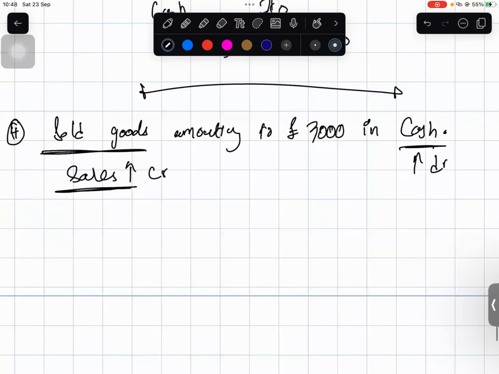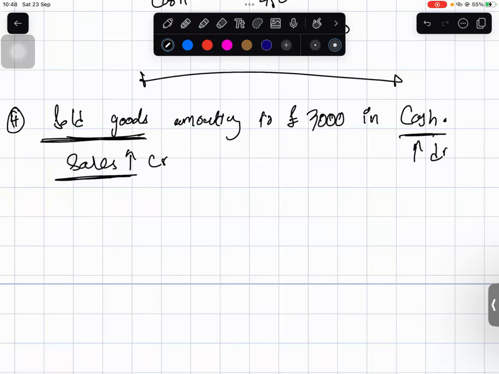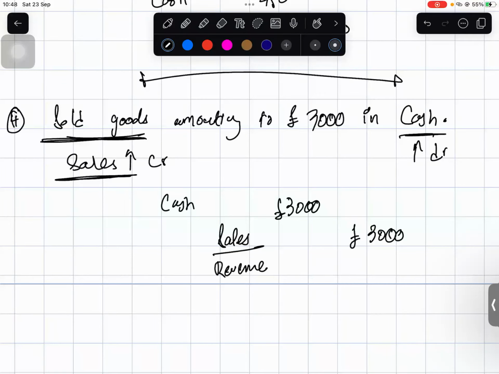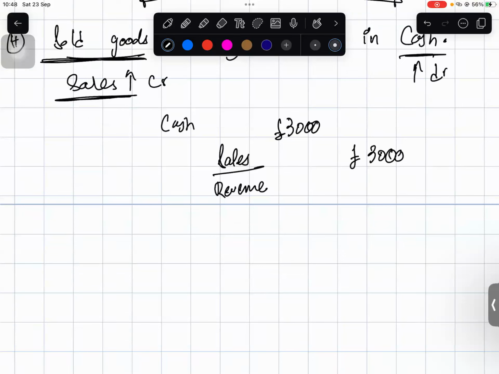You're absolutely right. As we're selling goods, the sales account is affected. Sales is an income. Whenever income increases, we credit. And as we're selling in cash, our cash is increasing, which is an asset. So we will debit it. Hence, cash will be debited by £3,000 and sales will be credited by £3,000. Sales may also be referred to as revenue. So don't get confused, both of these mean the same thing. And let's do purchases as well.